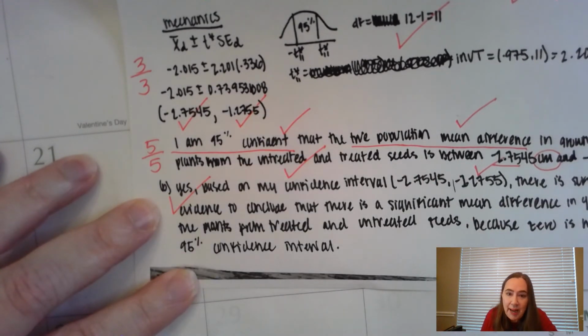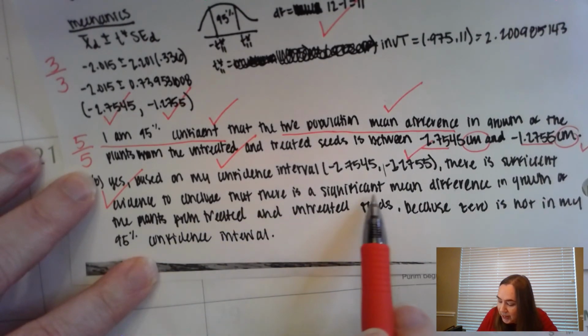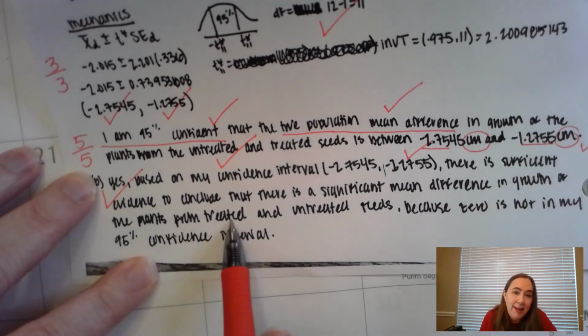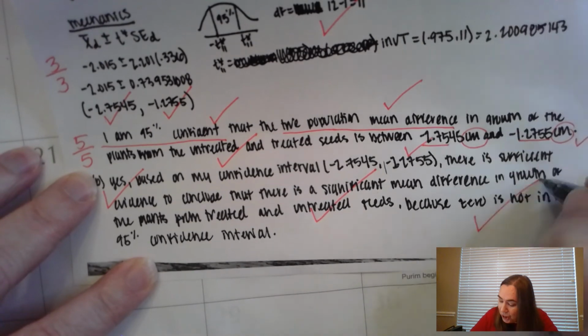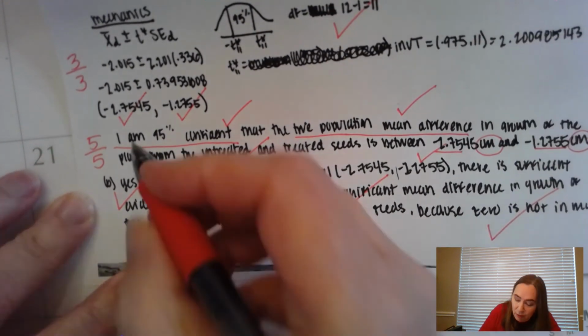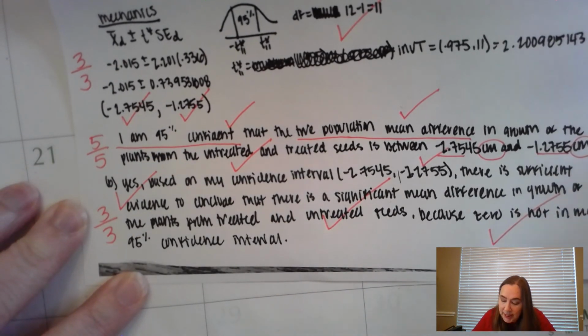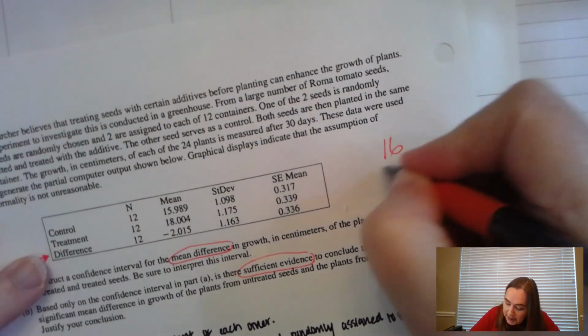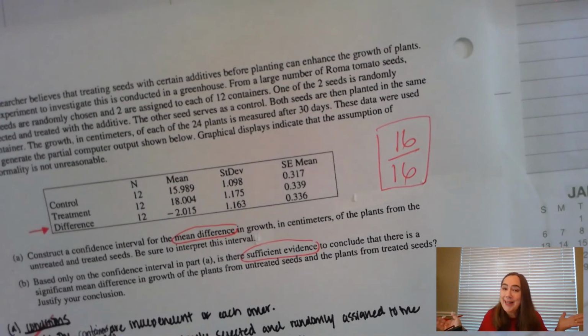Give yourself a check mark for that. You need to make sure you have context. There is sufficient evidence to conclude that there is a significant mean difference in the growth of plants from treated and untreated seeds. So there is context. This is the justification. How did you know that it was significant based on the interval? It's because 0 is not in my interval, and that is the third check. So there are 3 checks for part B, 3 out of 3. Overall, this problem is worth 16 points. My person got all 16 out of 16, so write that number at the top of your paper, and you are done grading this particular FRQ.